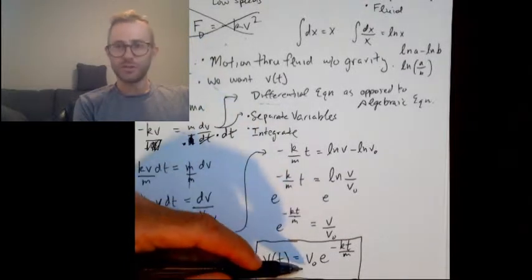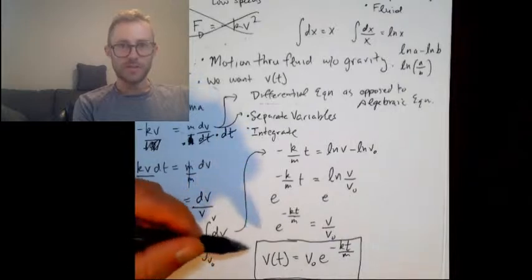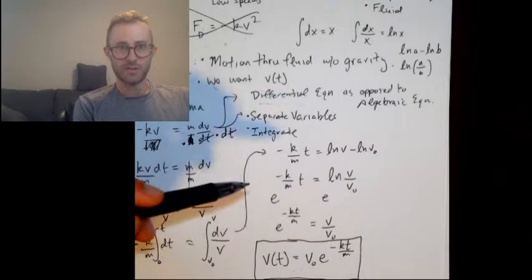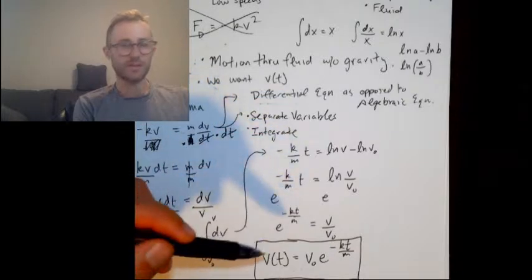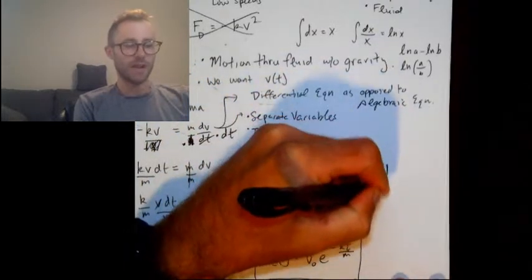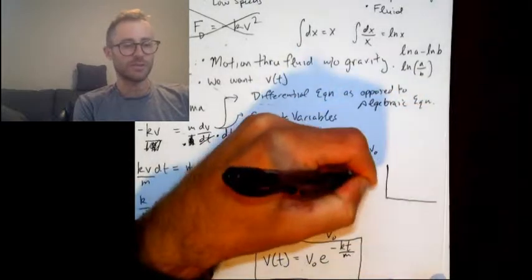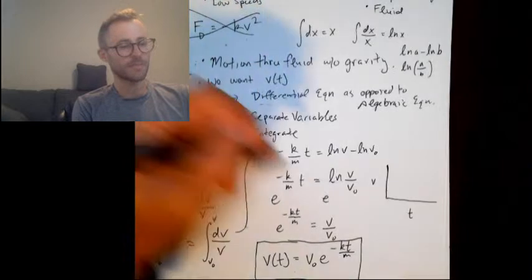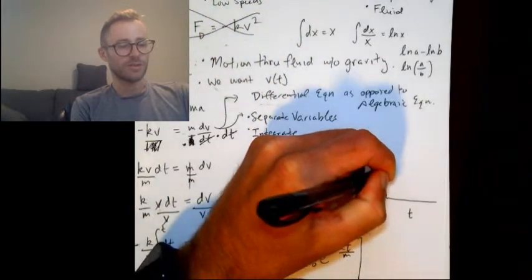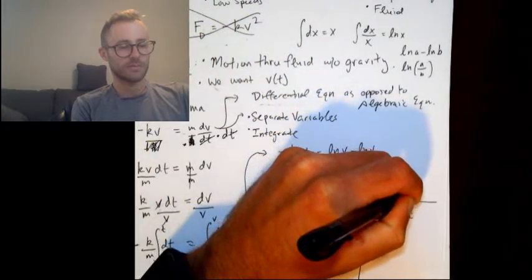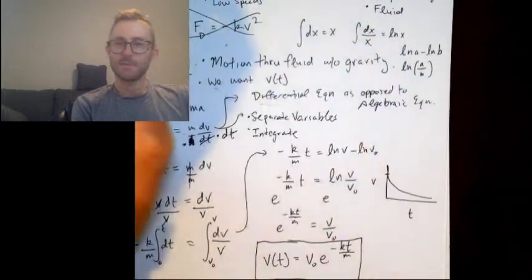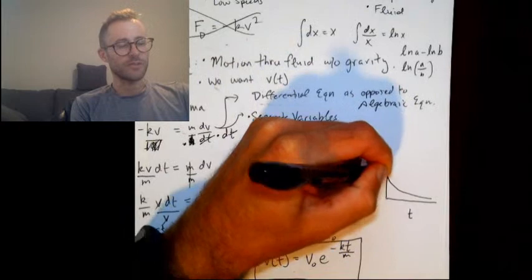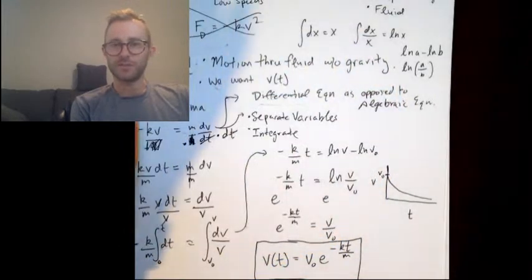So what I want you to realize is that there is an exponential decay of the velocity. There is an exponential decay to 0. So if we were to graph the velocity of the spaceship as a function of time as it goes through the cloud, we get something that looks like this. Starts out at v naught and it exponentially decays.